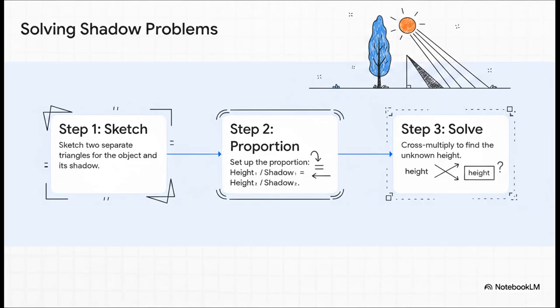The classic shadow problem. You see these all the time for a reason. They're a perfect real-world example of similar triangles. The trick is knowing that the sun is so incredibly far away, its light rays are hitting everything nearby at the exact same angle. That means the triangle formed by a lamppost and its shadow is similar to the triangle formed by you and your shadow. So all you have to do is follow these steps. Set up a simple height-to-shadow ratio, and the answer will pop right out.